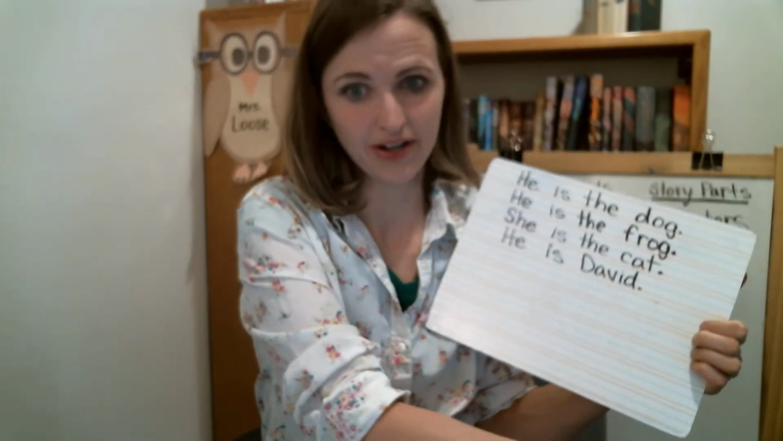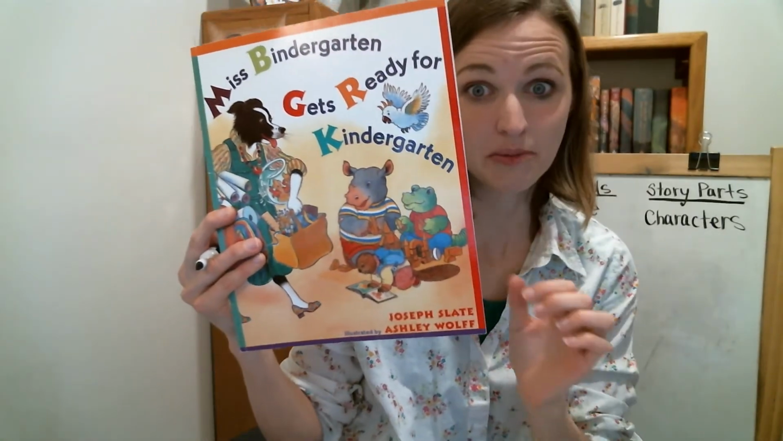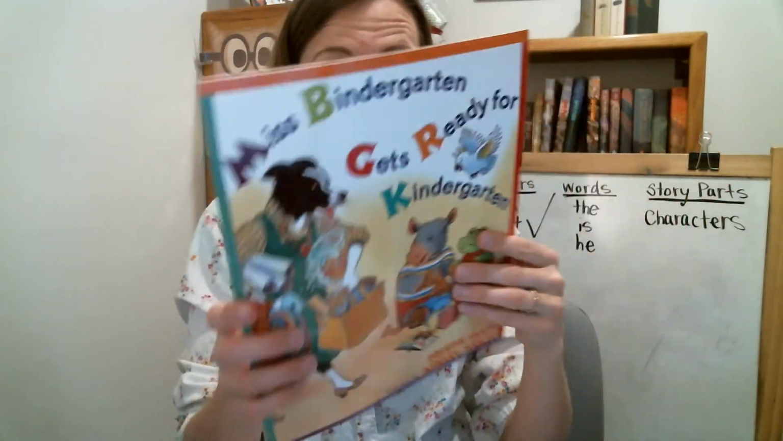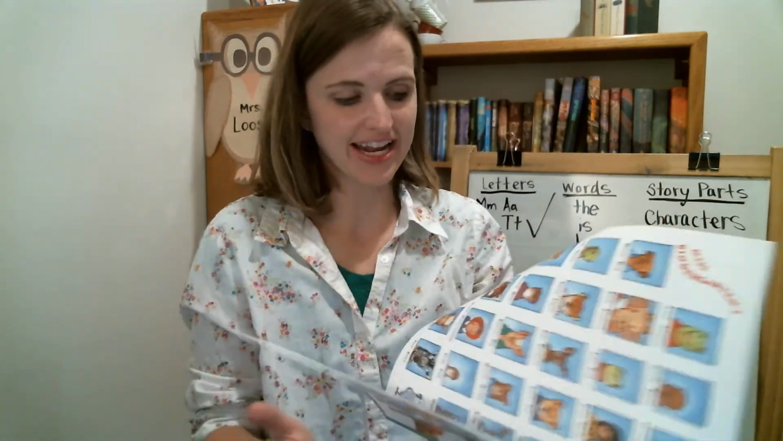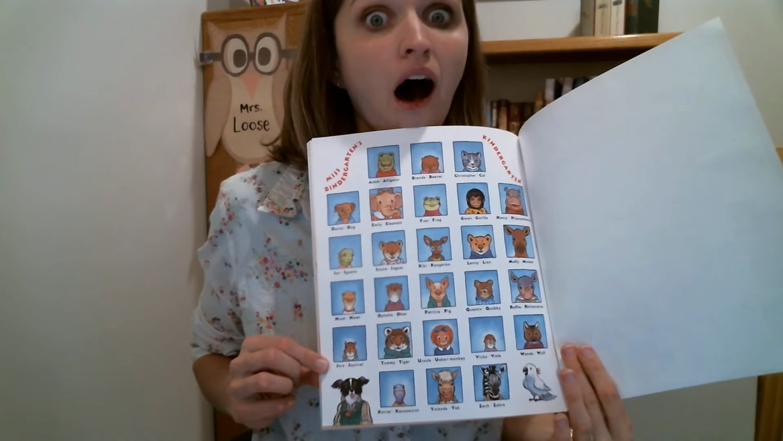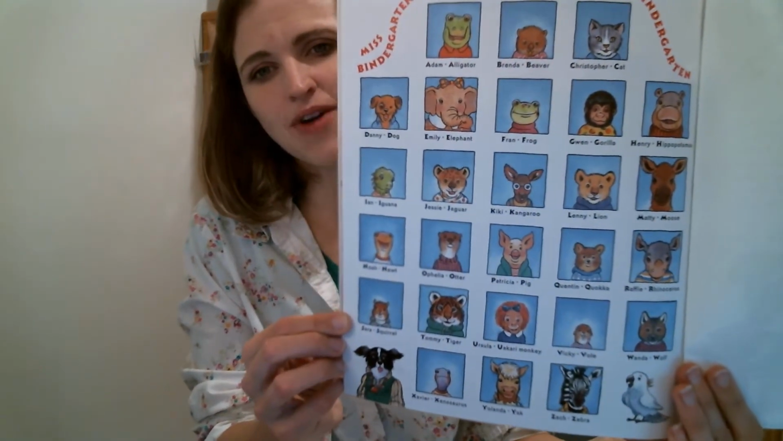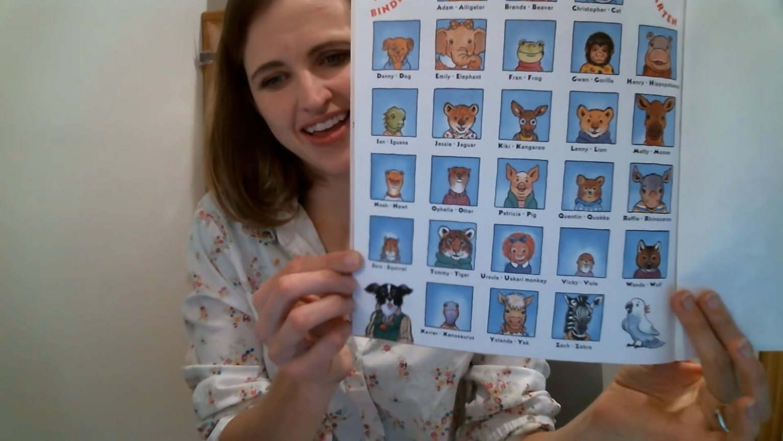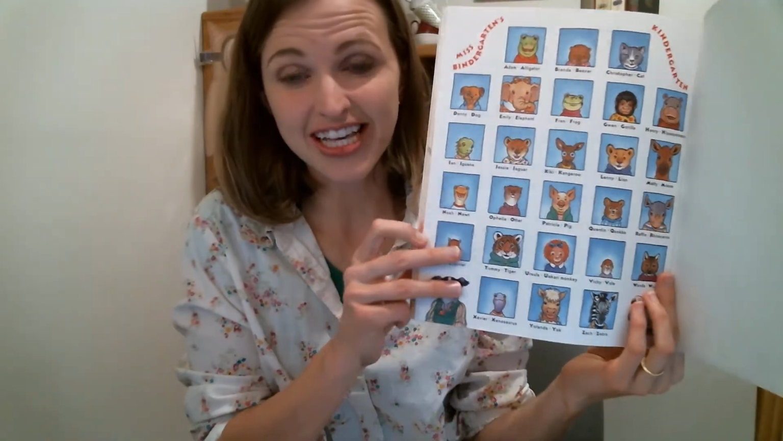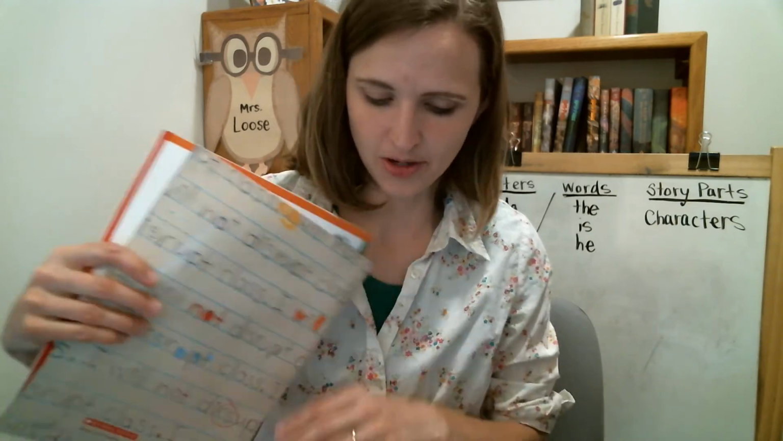Ooh, look at this book. Whoa. Do you remember this book? There were a lot of characters. There were so many characters that at the back page, they even give you a page of the characters. Look at all those characters. That's a lot of characters. We won't write a sentence for each one, but you see, the characters can be animals, they can be people, and they are who the story is about. So those are characters.